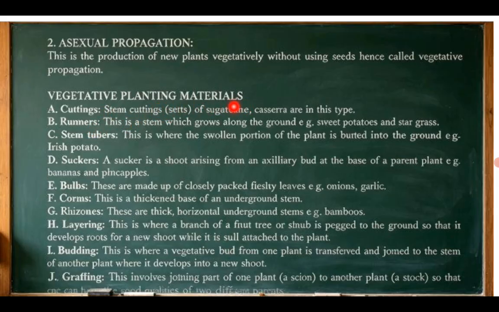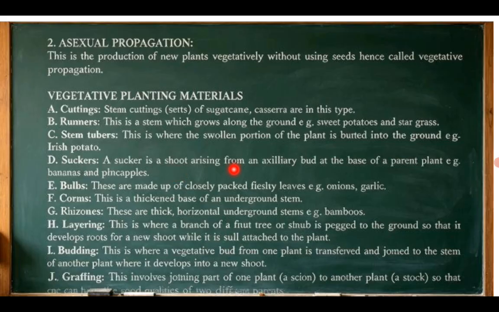So vegetative propagation uses the following materials. You can use stems, so cassava cuttings, which are also called seeds of sugarcane. You can also use runners. This is a stem which grows along the ground, like sweet potatoes and star grass, which are grown this way using runners. Stem tubers, this is where the underground portion of the plant is buried into the ground. For example, Irish potato, you plant stem tubers.